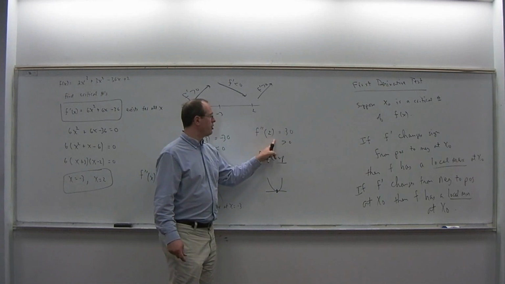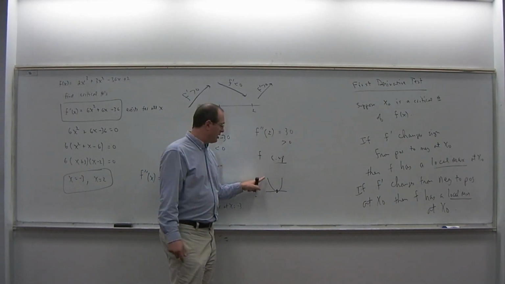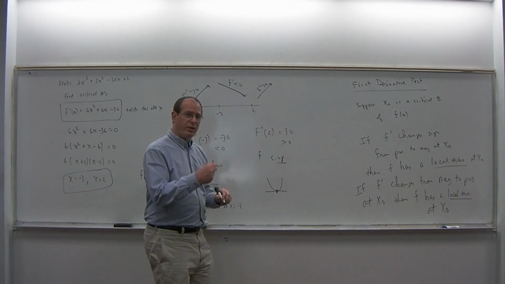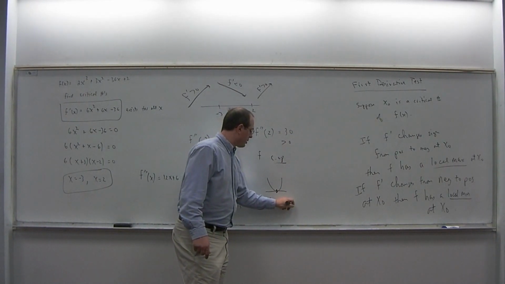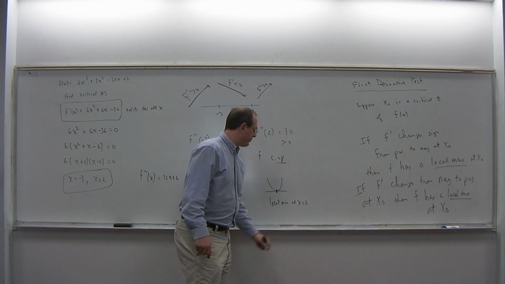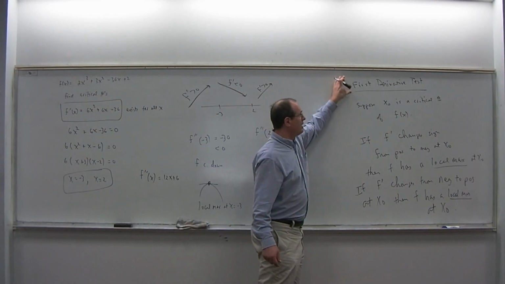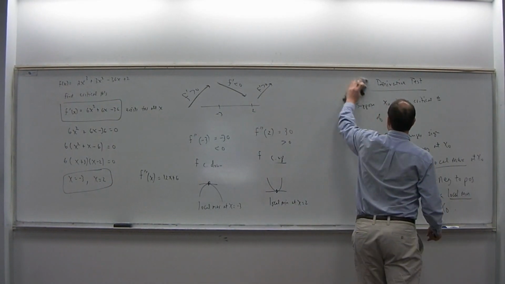And now we also know the second derivative is positive at x equals 2. So we have two facts. We have concave up and a horizontal tangent line. Those two together will give us a local min at x equals 2. So this type of analysis is the second derivative test.